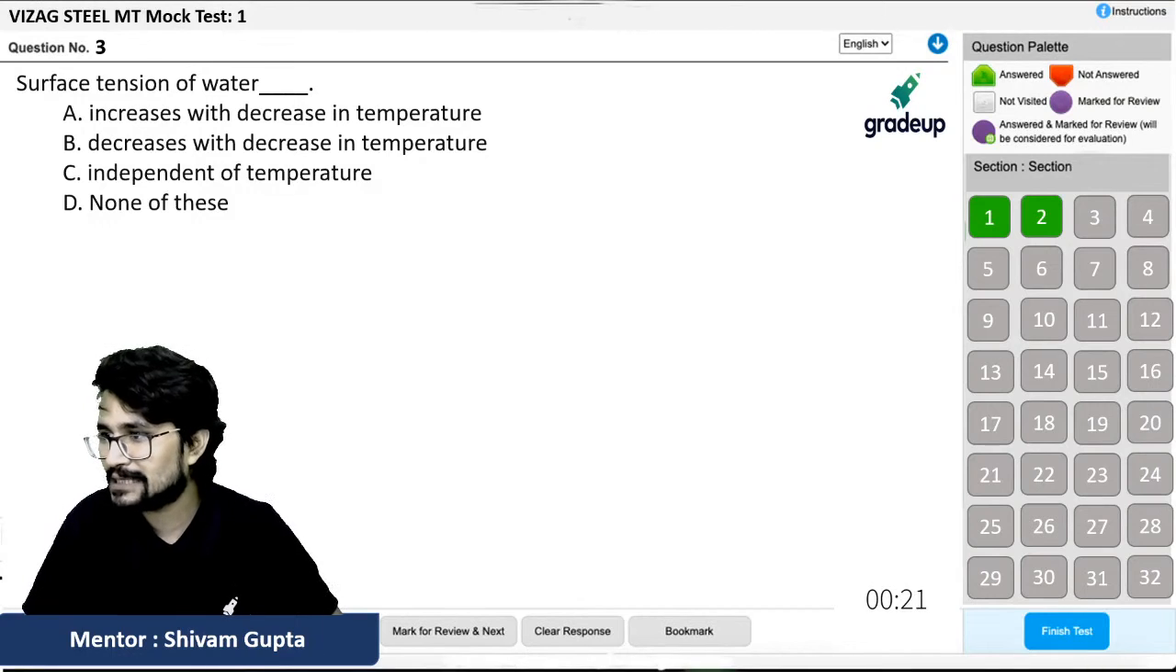Option number A. Sharmila has said that option number A will be the answer. Okay. Option number D. Mani is saying option number D, none of the above. Okay.